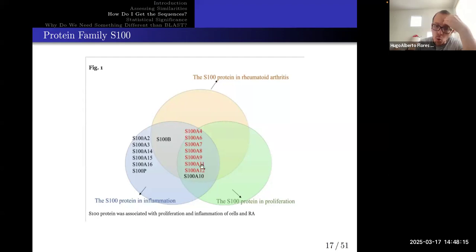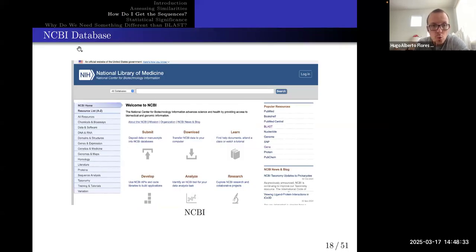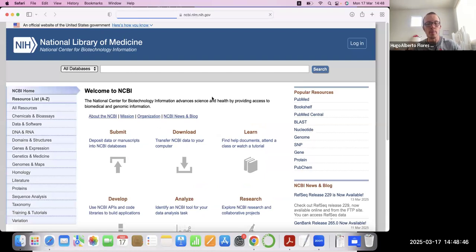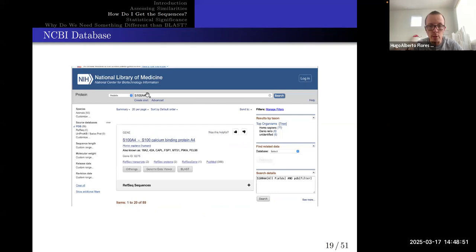So here you can see a list of this family, S100, and here we can see some elements. Right now, what I'm going to do is focus on one of them, in particular this one that says S100A4. After that, I'm going to jump to the NCBI database. The NCBI is the National Center for Biotechnology Information. Here you can find a link, and you can jump straight there. So what I'm going to address here is exactly that.